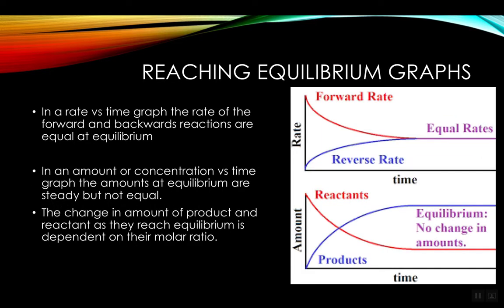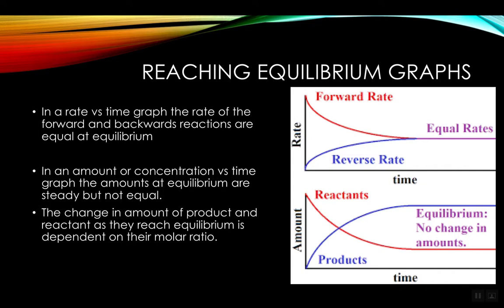Equilibrium graphs. Now, reaching equilibrium, if it's a rate time graph, then they've got to end up at the same rate. And this is the same if we're changing the position of equilibrium and then we're looking at what happens to the rate. Okay, when they get back to equilibrium, the rates have got to be the same. Okay, if it's a change, then you look to see, well, which one increased by the most, because that tells you which way it's going.